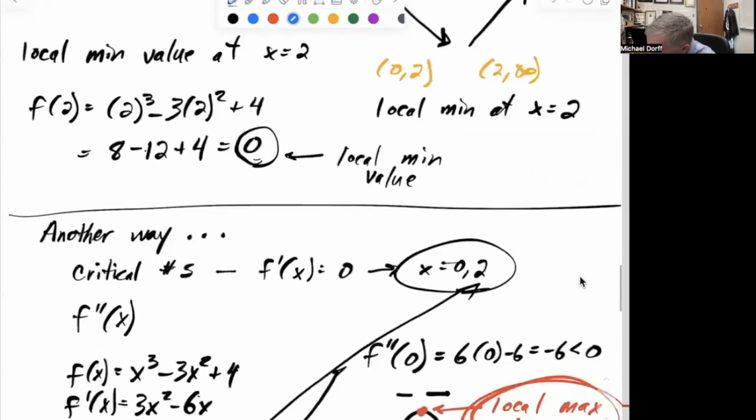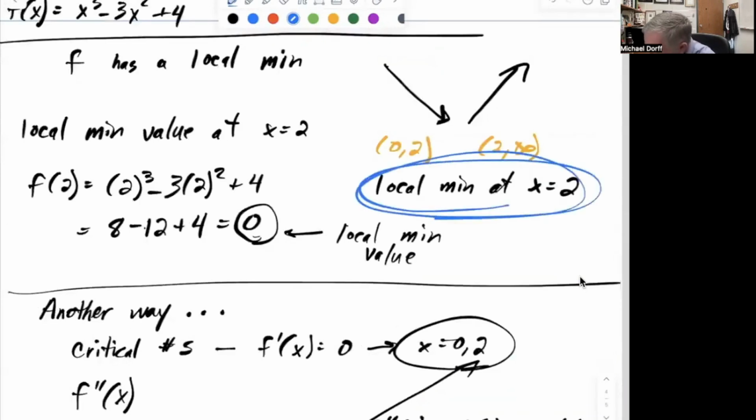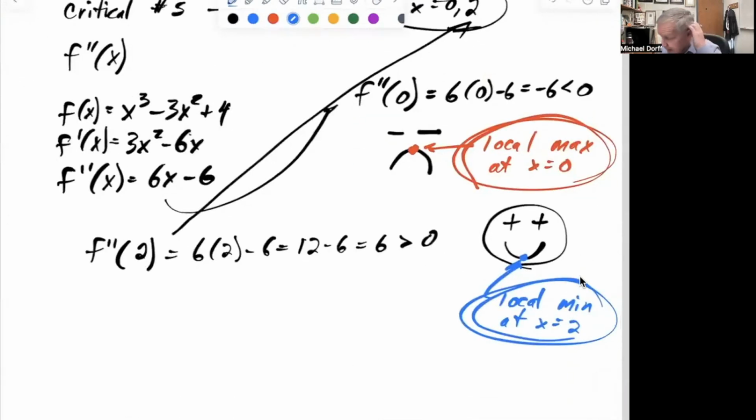Okay, that matches again with what we had up here. Either way works. You have to find the local max value and the local min value. You would do it just like you did in the previous problem. You would take x equals 0 for the local max value, plug it into the function f, and figure out what that is, which was 4. To find the local min value, you take x equals 2, where the local min occurs, plug it into my function f, and you'd get the local min value, just like we did above.